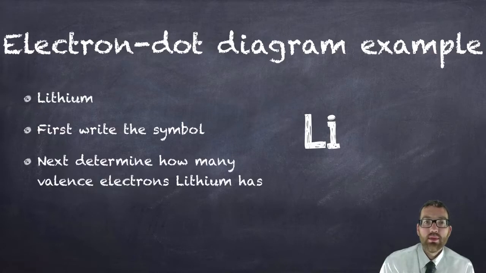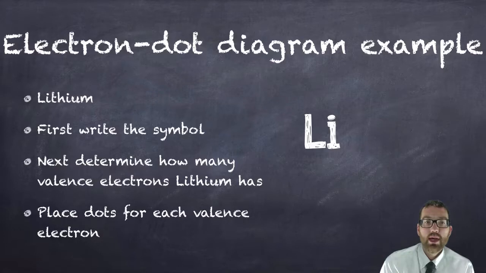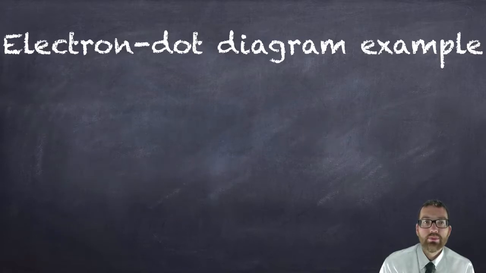So here's lithium, and we determined how many valence electrons it has, which is 1. You place a dot for each valence electron. Now you can start anywhere: on the top, bottom, left, or right. It's completely up to you. There's no wrong way to do it. You then put that dot in and you're done with this one.